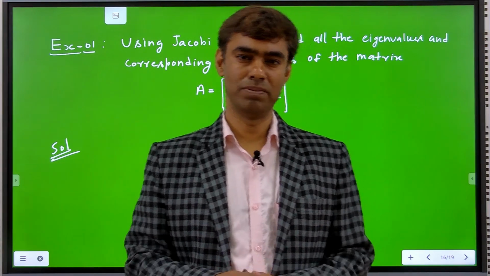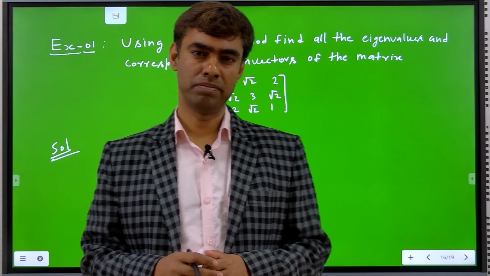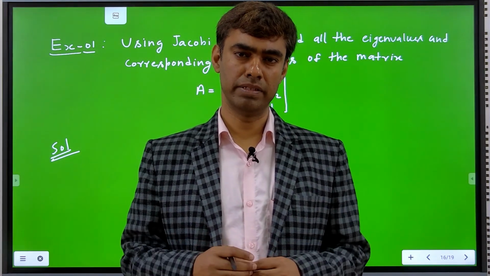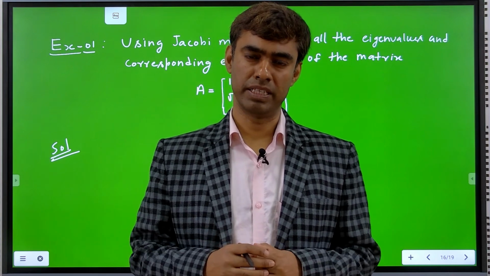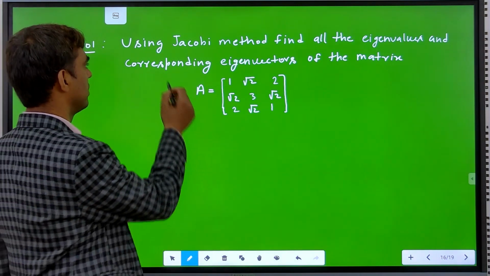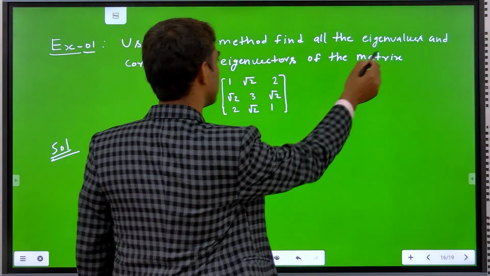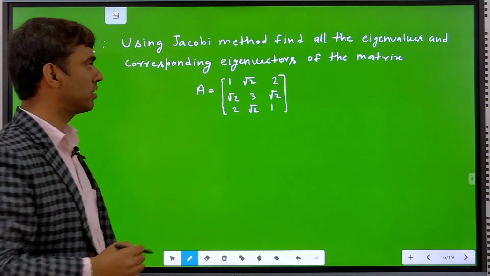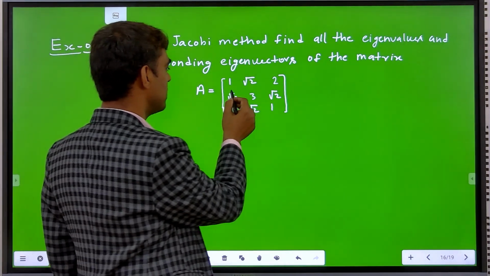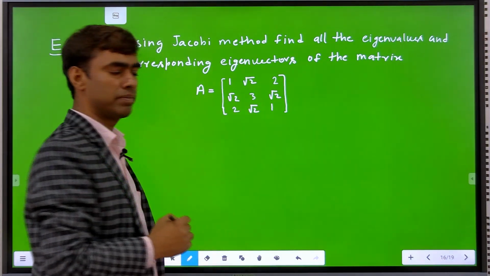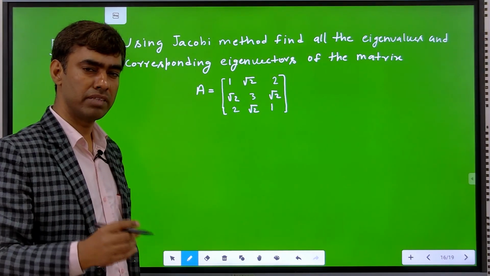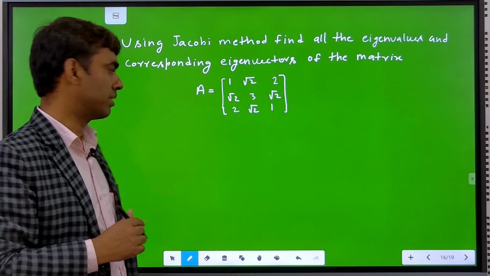Now we are going to solve one numerical problem, that is, how we find eigenvalues and eigenvectors for a given real symmetric matrix. In order to save time, here we have already written a matrix A. Using the Jacobi method, find all the eigenvalues and corresponding eigenvectors of the matrix A. And if you closely observe, matrix A is a real symmetric matrix. So we are only able to find the eigenvalues and eigenvectors if matrix A is a real symmetric matrix.